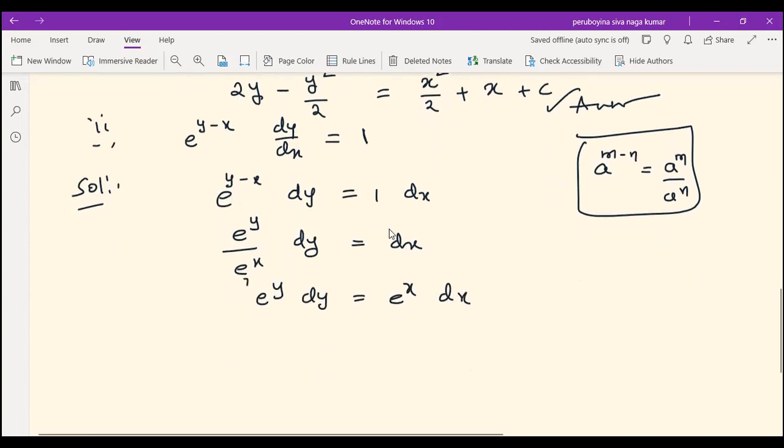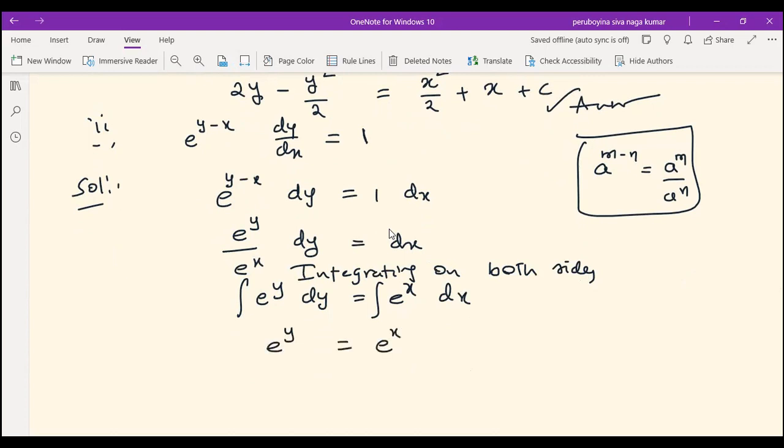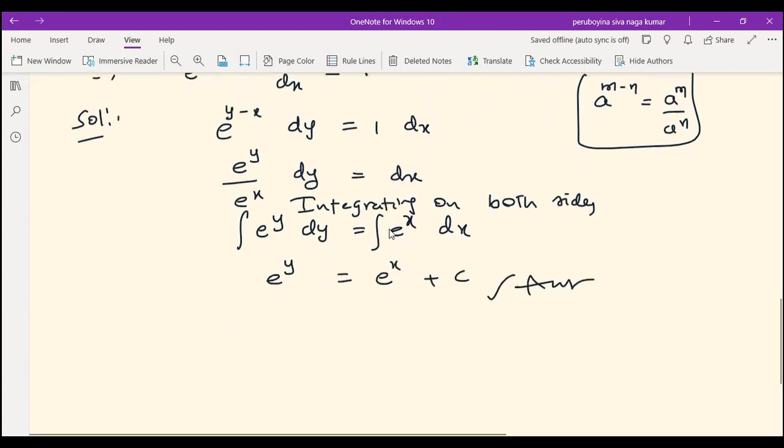Fine. Now, integrating on both sides. You have to write that step. Integral of e power y dy is equal to integral of e power x dx. The integration of e power y is e power y, and of e power x is e power x. Write down plus c. So question number 2 is completed. Next question is the fourth one. Try the third question yourself, and I'm solving the fourth question.